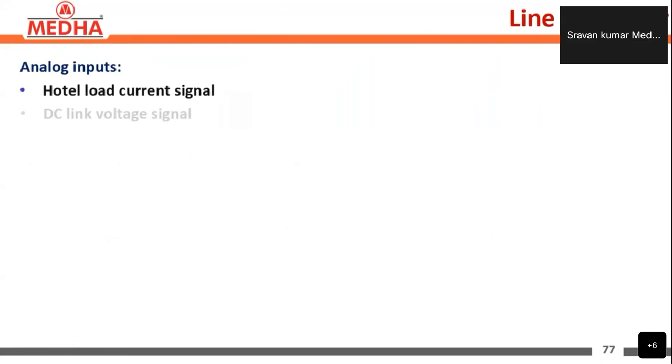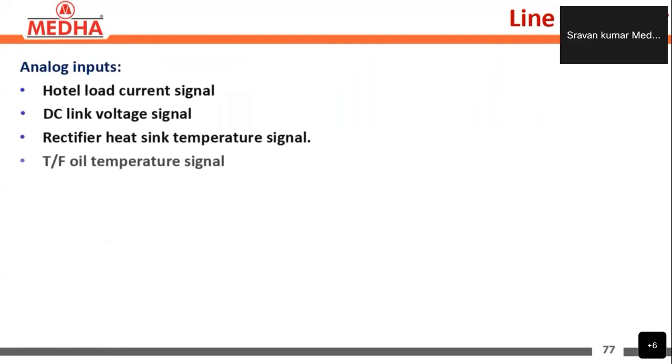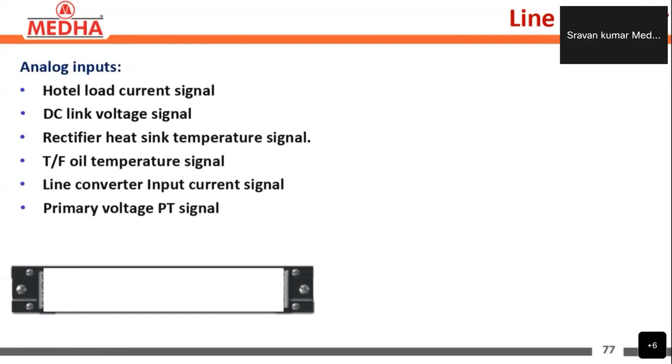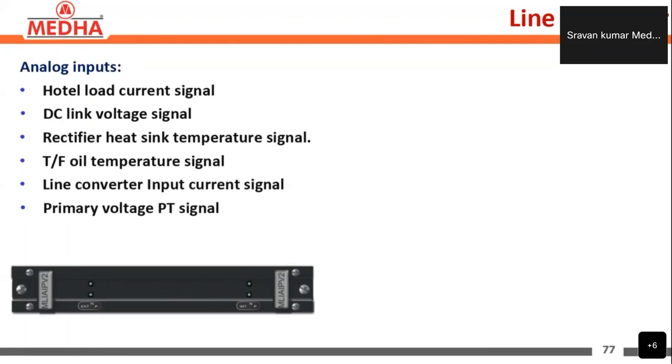Next, line converter, the analog inputs that are coming for the line converter. Here we can see the hotel load current signal, DC link voltage signal, rectifier heat sink temperature signal, transformer oil temperature signal, line converter input current signal and primary voltage PT signal. For the MLI AIP card, that is the analog input card, these are the analog inputs coming.